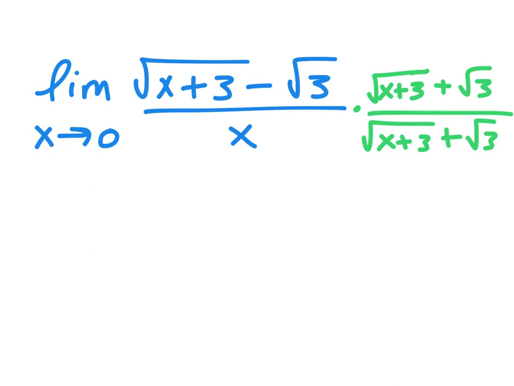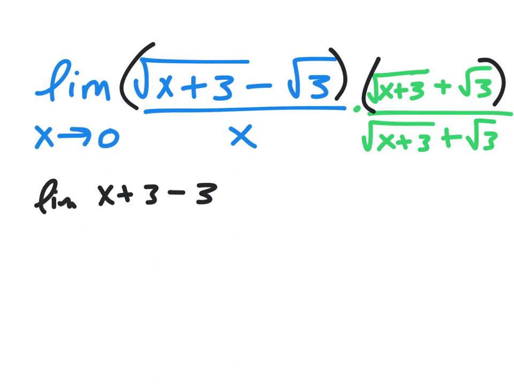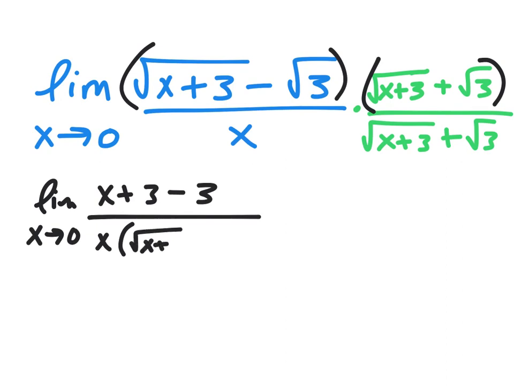So if I go through, I'm going to FOIL the top because I have a binomial times a binomial. This will leave me with x plus 3 minus 3. I still have that limit notation out in front because I have not actually plugged in the 0 yet to evaluate the limit. But I am not going to distribute the denominator because I'm hoping something's going to cancel in the next step. So I'm going to keep that x that I have written in blue in front of the parentheses with everything that I have in green, which was your conjugate. So x times root x plus 3 plus root 3.